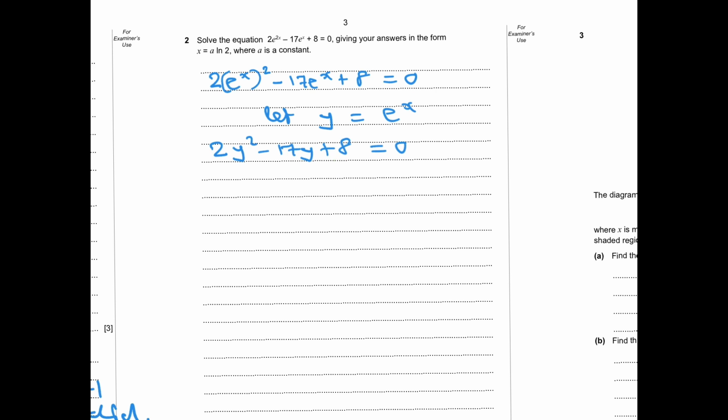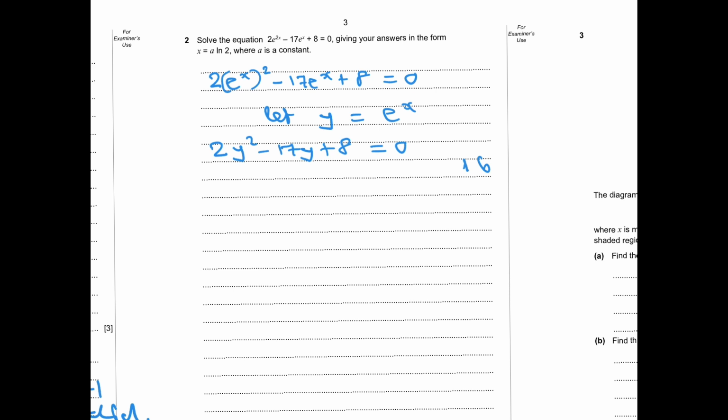With that equation, we can solve it either by factorization, completing the square, or the formula method, but it wouldn't be wise to use completing the square because it's a complicated method on its own. So I think factorization would be easy. If we multiply this 2 by 8, what do I get? I'm going to get 16. And what are the factors of 16 that, if we add them up, we will get negative 17?